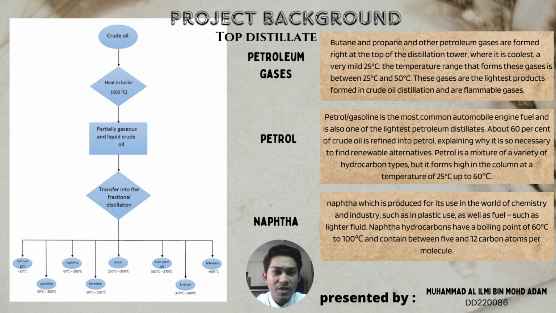This is our PFD for the fractional distillation. Results for the top distillate are petroleum gases like butane and propane, petrol and naphtha. Butane, propane and other petroleum gases are formed right at the top of the distillation tower, where it is coolest, very mild at 25 degrees C. The temperature range that forms these gases is between 25 degrees and 50 degrees C. These gases are the lightest products formed in crude oil distillation, and they are flammable gases.